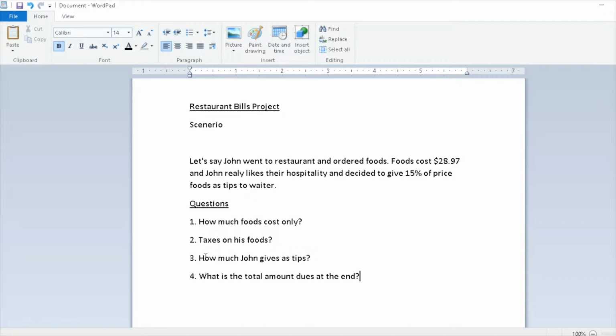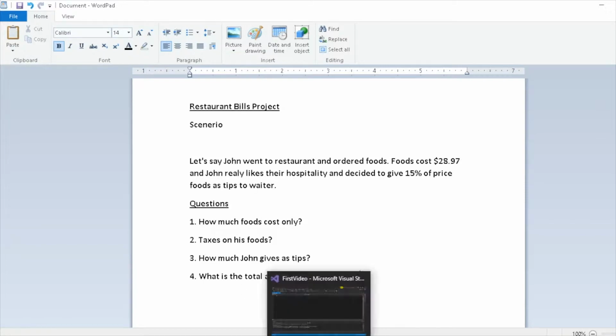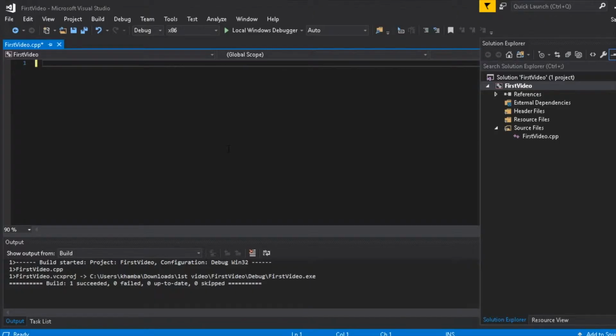Okay, let's start in Visual Studio now. This is the starting page of Visual Studio. We need to set up something before this. If you are a complete beginner, then I'll do another video showing how to get to this page. If not, this is where I want to start.